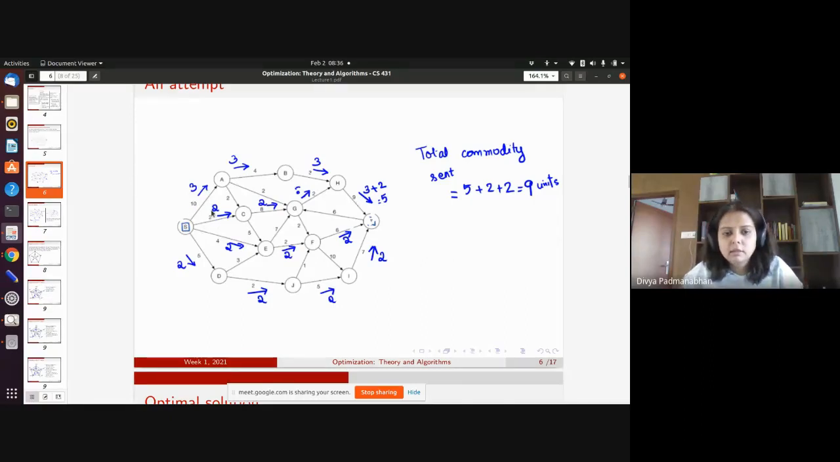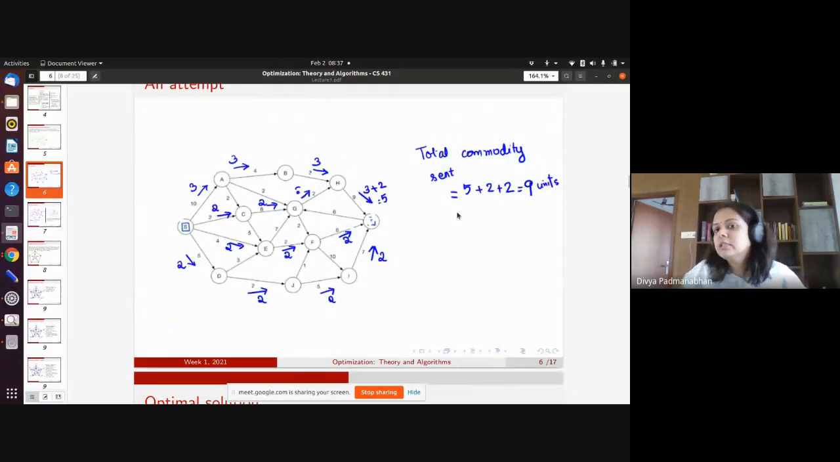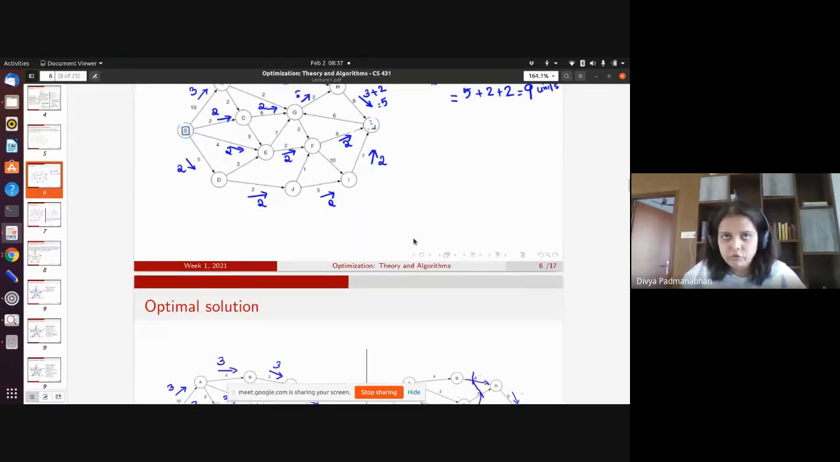Then the next one is to look at this path, S C G H J, and here the limiting one was 2. Fortunately even this would support the 3 plus 2, so that was fine, and so on and so forth. So this was one way you could construct a flow, but you don't know that this is indeed the max you could do. So the idea was, from this point, you try to improve it further.